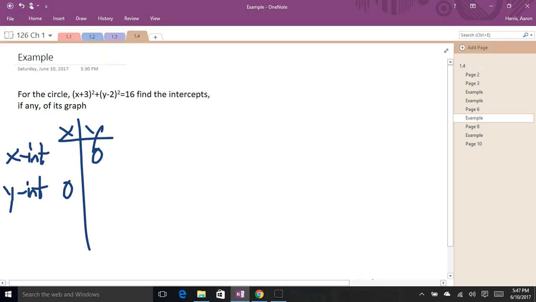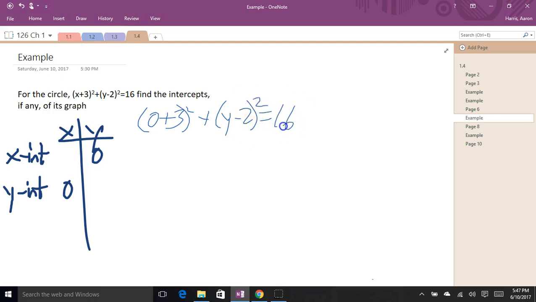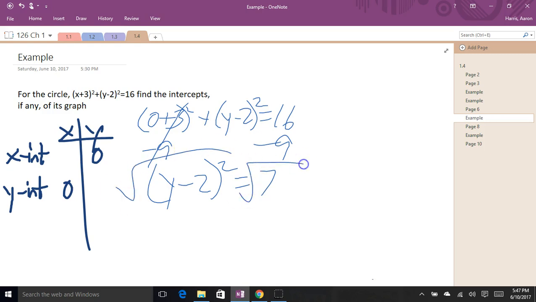So this time, we just found our x-intercepts, we're going to find our y-intercepts by letting x be 0. So if x is 0, now we got 3 squared, which is 9, so I subtract 9 from both sides. I got y minus 2 squared equals 7. So y minus 2 equals plus or minus root 7. Add 2 to both sides, so I got 2 plus or minus root 7.